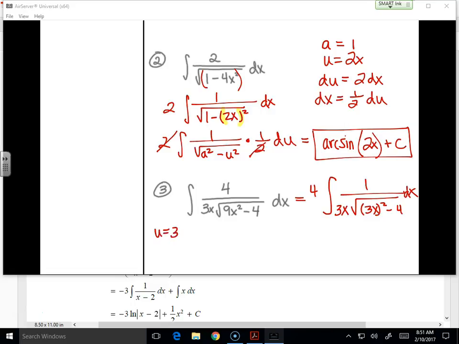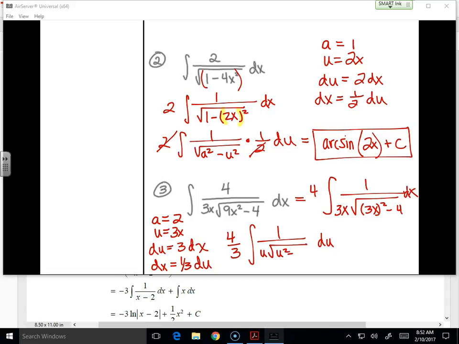u equals 3x. What does a equal? u squared minus a squared is 2. du is equal to 3 dx. So dx is equal to 1/3 du. We end up with 4, and technically, once we go to plug in du, we will have a 1/3 that we can pull out. We'll have 1 over u square root of u squared minus a squared. How's that look according to our formula?